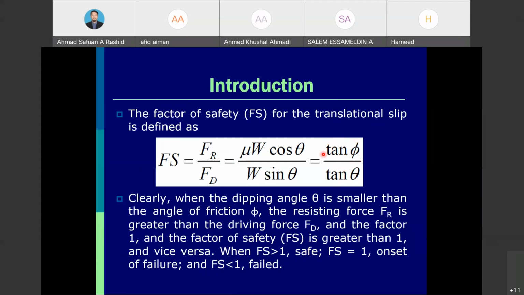In a simple determination, when we know that φ is higher than θ, or the friction angle is greater than θ, we can assume that the slope is under safe conditions. But further investigation should be carried out, for example by using numerical tools, to confirm our first judgment.